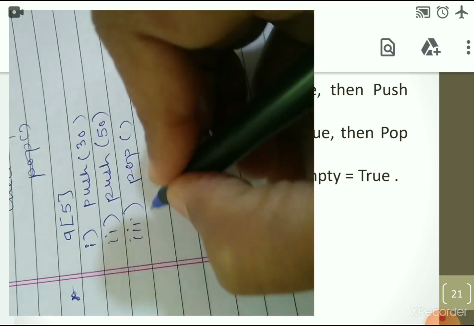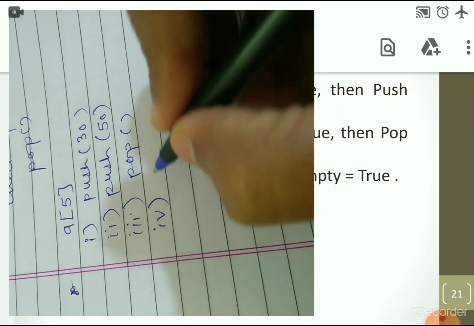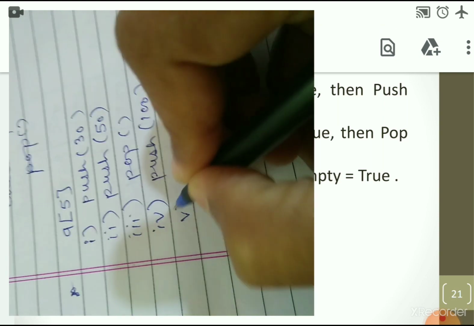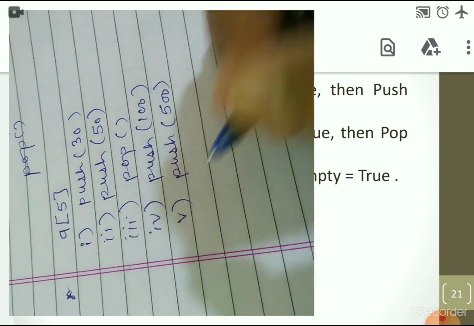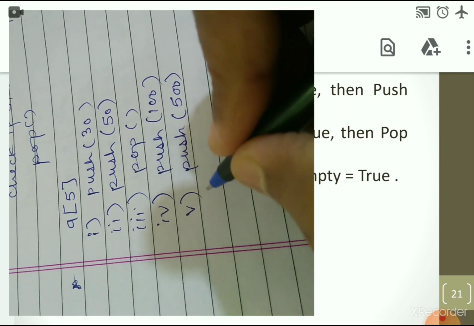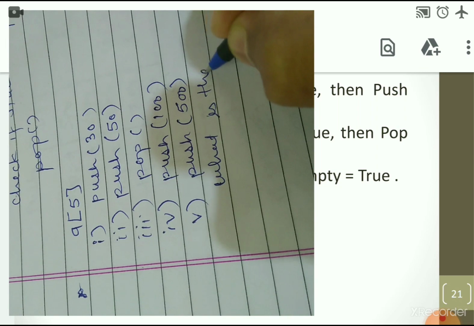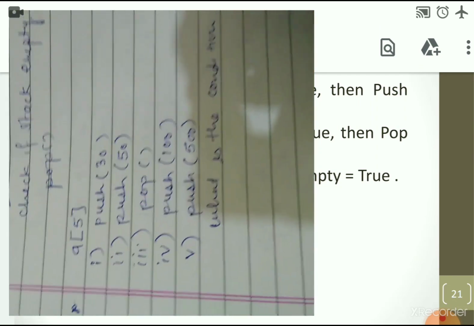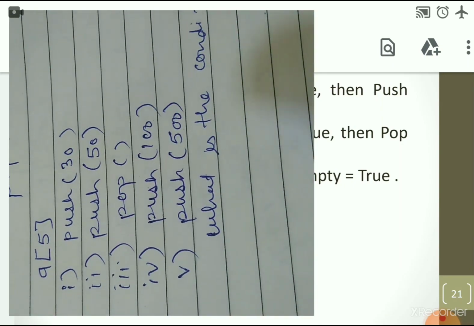We don't have to give the value for the pop operation, we just have to call the function pop. The element which is at the top we have to just remove. Again push 100, push 500. In this way also they can ask you the questions, and then after this they test you like, after all these operations what is the condition of the array. So in theory questions you have to write down the condition of the array, you have to represent the array after all these operations.